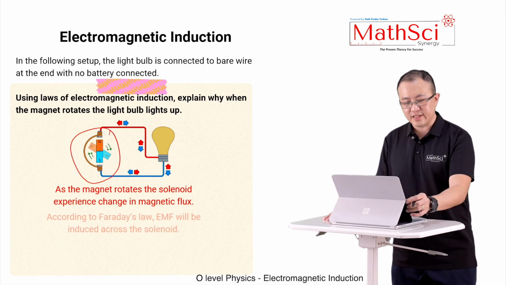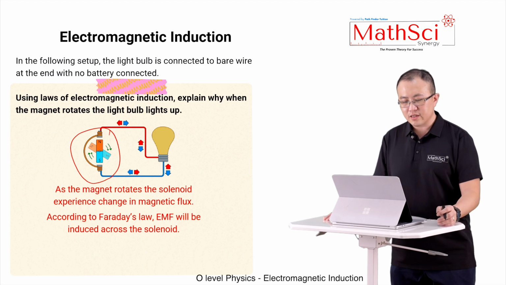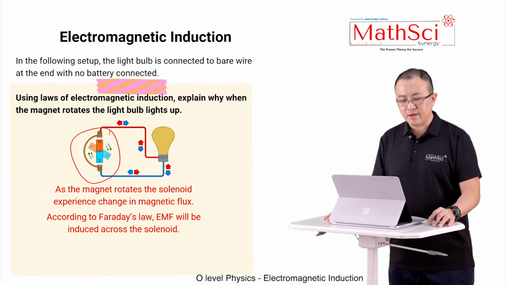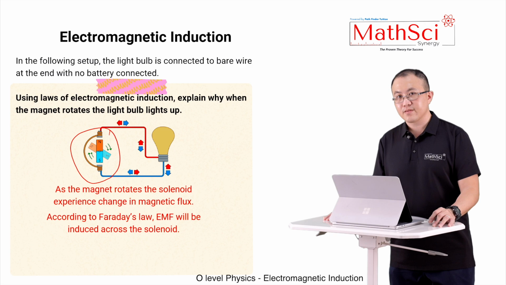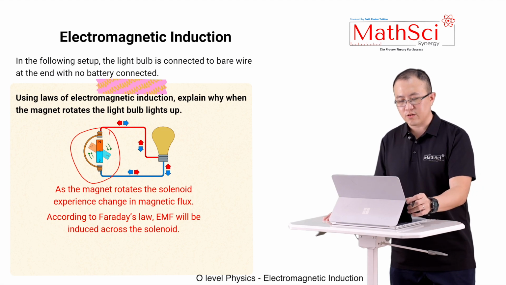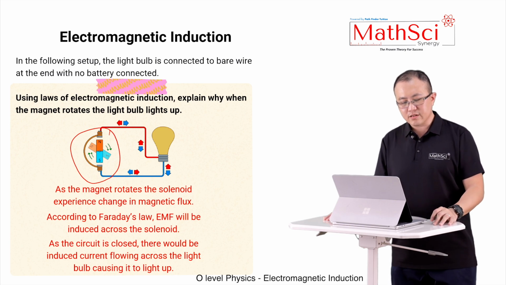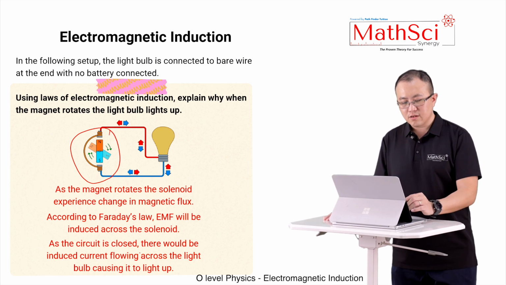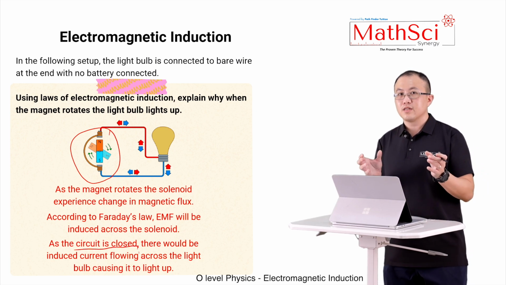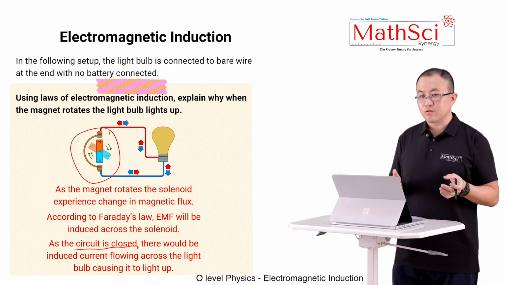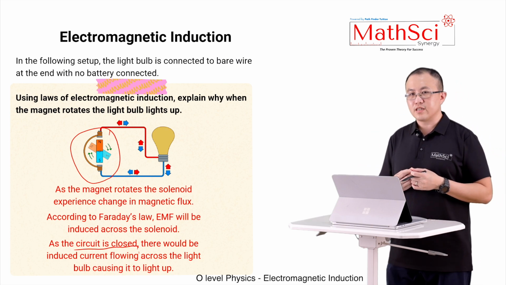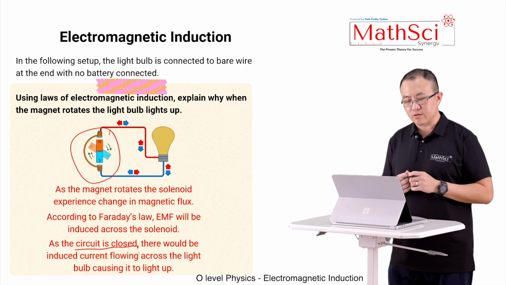Then moving on to the next part, according to Faraday's law, if that's the case, there should be EMF induced across the solenoid. Correct? So that's part number two. You must quote Faraday's law. And of course, because this is a closed circuit, there will be induced current flowing through the light, causing it to light up. So this is the last part. You need to talk about the closed circuit because the presence of electric current is what powers up the light bulb. If it's not a closed circuit, I don't think we will expect to get that. So that's the thing to remember.